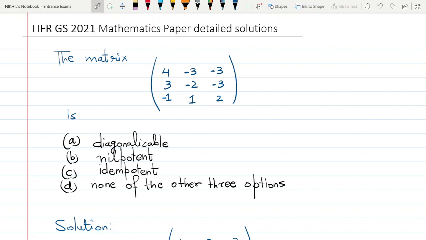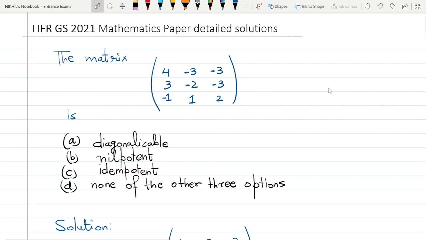In this video, I'm going to discuss problem number 16 from TIFR GS 2021 Mathematics Entrance Examination. This is a very simple problem based on a matrix. We have to answer whether the given matrix is diagonalizable, or is it nilpotent, or is it idempotent, or none of the above options are correct. So let's move ahead into the solution of the problem.